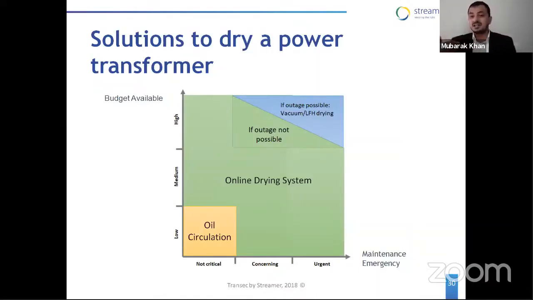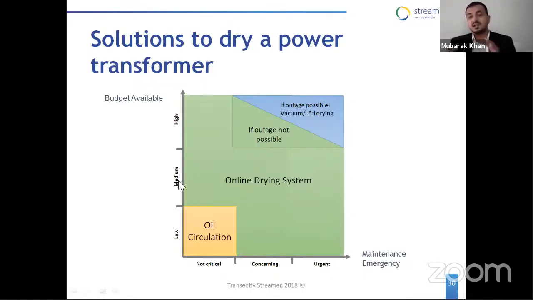If your criticality is very high, like a lot of moisture has entered the transformer and it has become dangerous, at that time it is recommended to use the online drying system, rather than vacuum drying. Okay, you have a budget, but if for some reason you cannot take a shutdown and you are able to manage running the transformer in that condition, then also it is better to use the online drying system. And in the majority of all the other cases, in the green zone shown in the slide, you can use the online drying system.